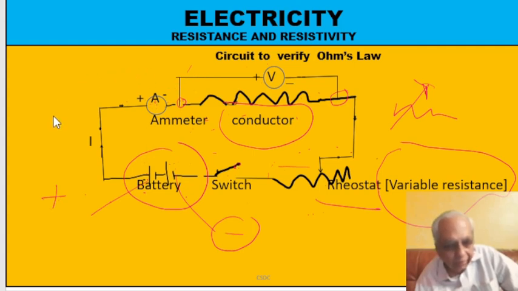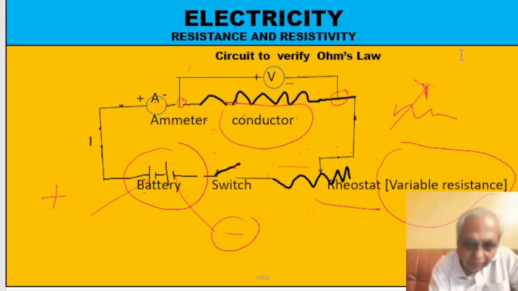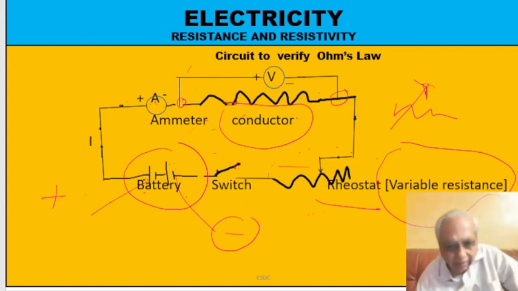And the various symbols for the various circuit elements are given in the textbook. I think you can read and learn those symbols. Few symbols like you can see: battery, this is a symbol; this one is called a cell, and 2 or 3 or more are called a battery. So this is a battery, this is a symbol for switch, this is a symbol for rheostat, this is the symbol for conductor, this is for ammeter, this is voltmeter.